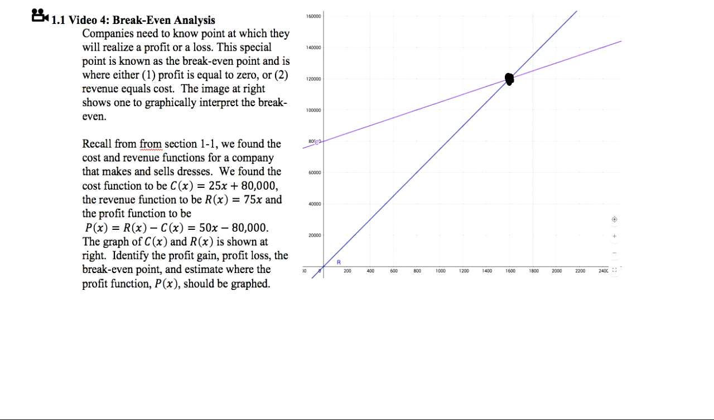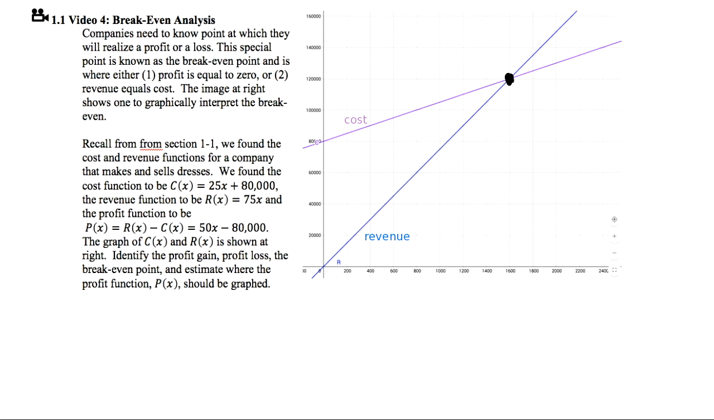So just to remind us, this is the cost function. And then we also found the revenue function. The revenue function was 75x, and that is this blue line. So we will put over here revenue. All right, when we graph both of these on the same coordinate plane, you see they've got different y-intercepts and different slopes, so you know they're going to intersect.